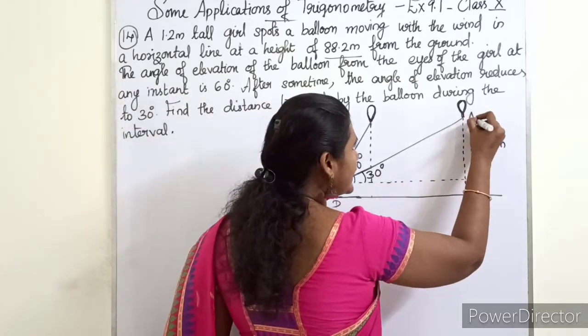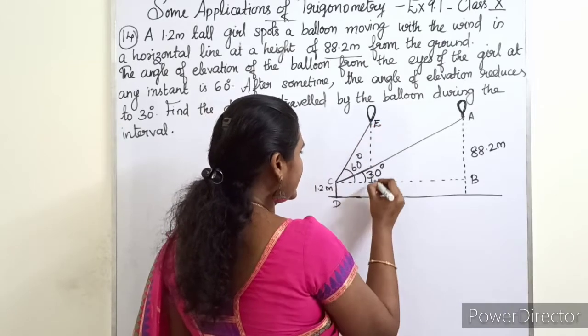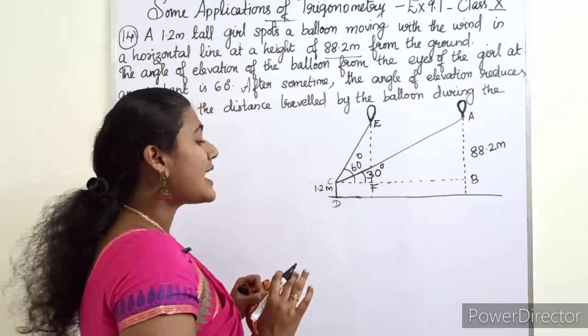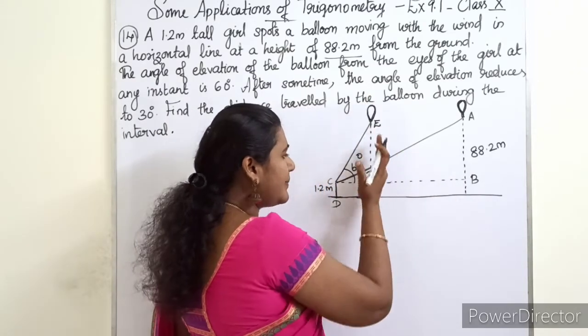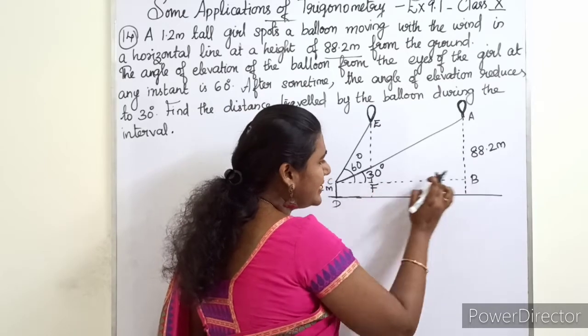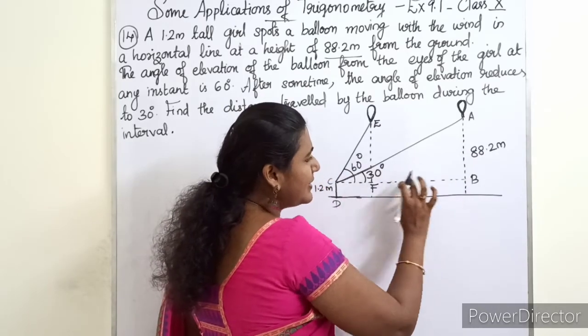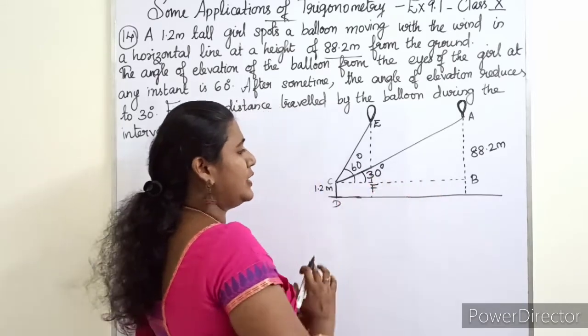So we will denote this as AB, CD, and this we will denote as EF. The distance travelled by the balloon means this BF is the distance. Initially the balloon was at this position, and then the final position. Then the distance travelled by the balloon is this BF. So you have to find the BF value here.